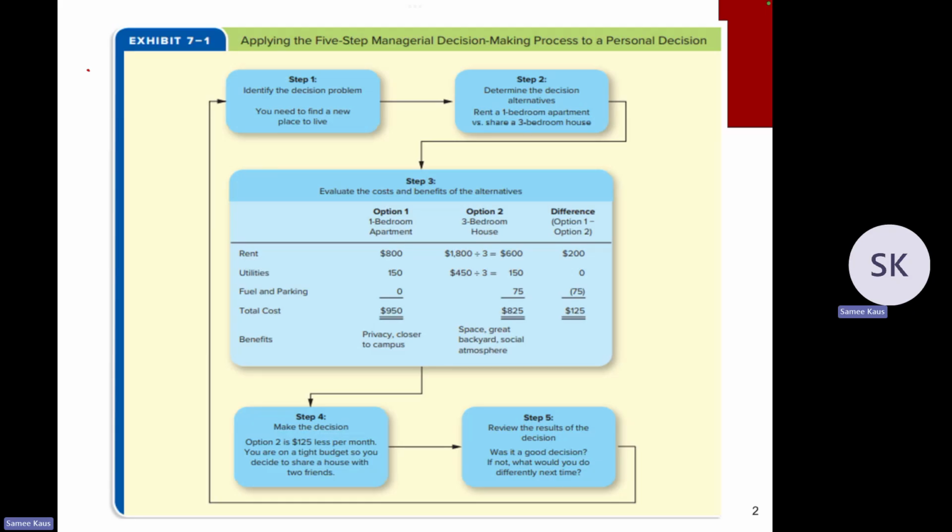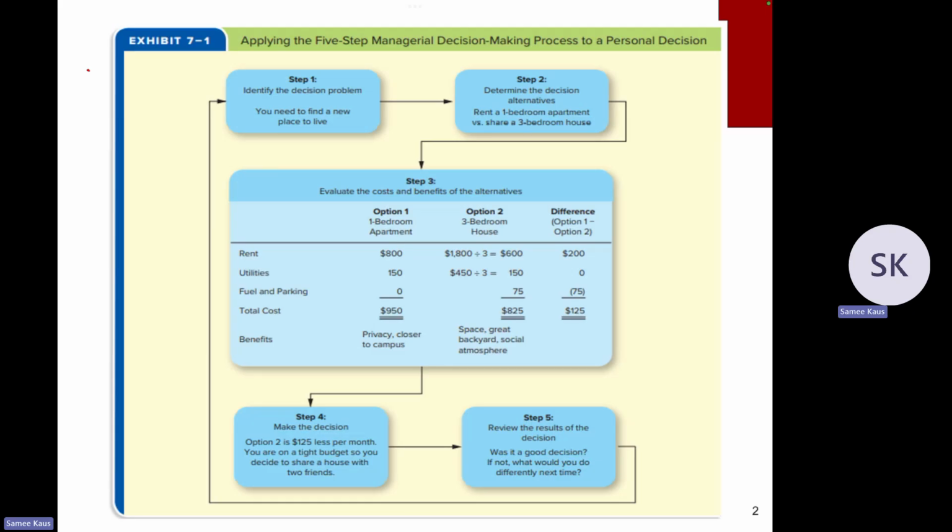Do I want to rent a new place? The problem is, number one, I need to find a new place to live. Number two, I can rent a 1-bedroom apartment or I can share a 3-bedroom house. Now I'm going to go through and look at the cost of each. If I rent a 1-bedroom apartment, it's going to cost me $800, but I'm on the hook for all $150 of utilities. I don't split those, right? I have no fuel and parking costs because I'm able to bike to campus, so I don't have to pay for fuel and parking, for a total cost of $950.